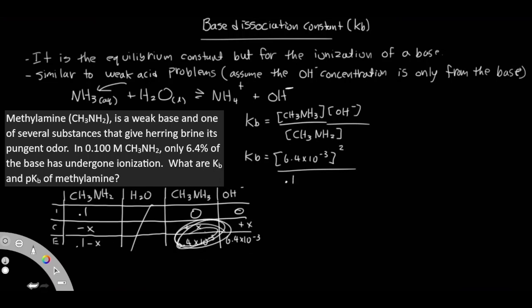We already have our x value, right? This here is our x, this here is also our x, so we're just going to be doing 0.1 minus that value of 6.4 times 10 to the negative 3. So just use your calculator. What do you end up getting? You end up getting a value of 4.4, I'm just going to round it to that, times 10 to the negative 4. Okay, so this here is our Kb value.